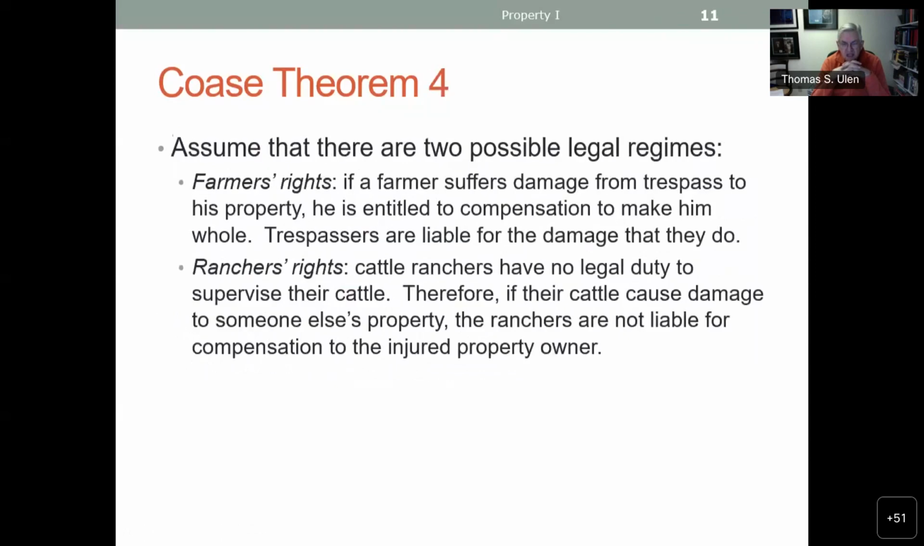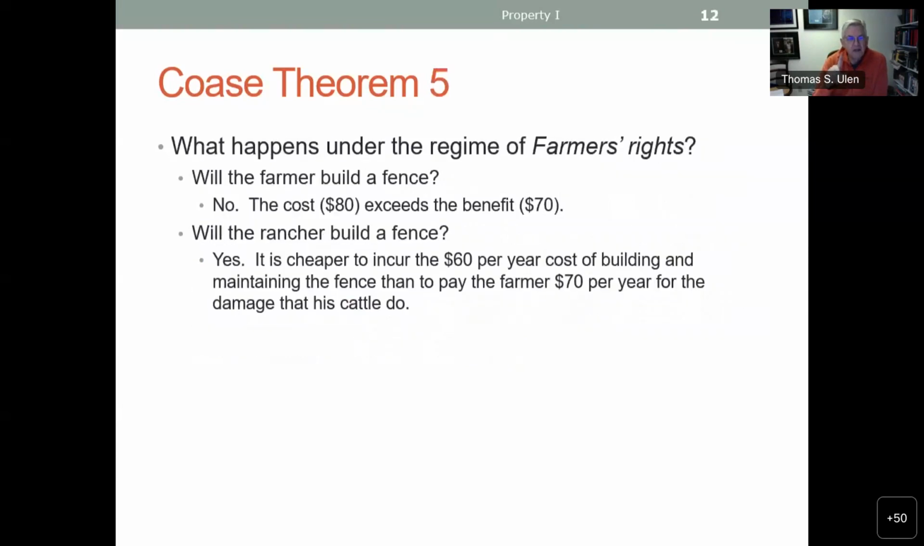Let's examine what happens under two different legal regimes. A regime of farmers' rights: if a farmer suffers damage from trespass to his property, he's entitled to compensation to make him whole. Trespassers are liable for the damage that they do. Or a regime of ranchers' rights: cattle ranchers have no legal duty to supervise their cattle. If their cattle cause damage to someone else's property, the ranchers are not liable for compensation to the injured property owner. Now, let me point this out.